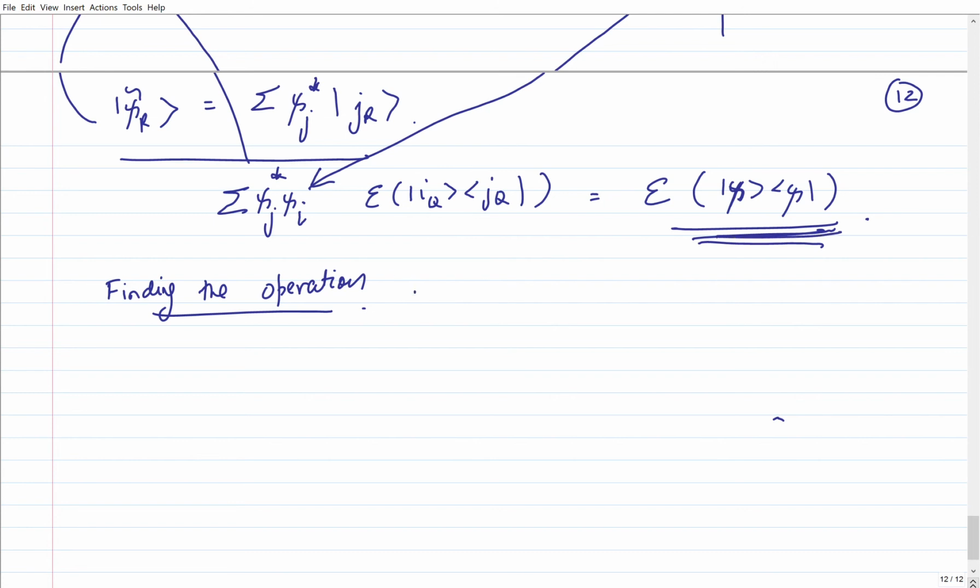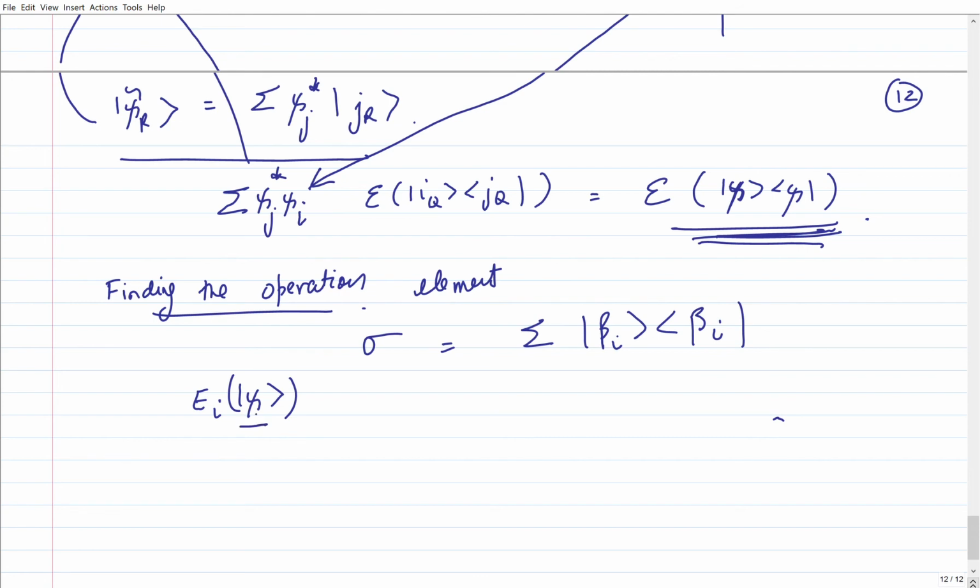What about the operation elements? So finding the operation elements, let's assume that my quantum operation has some sort of spectral decomposition, and let me define an operator on the state of the system which is given by this guy. And I claim that this is exactly the operator elements I needed on the parent system.